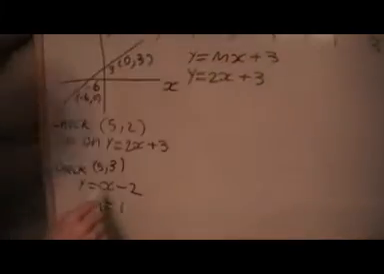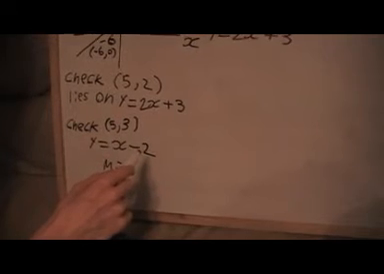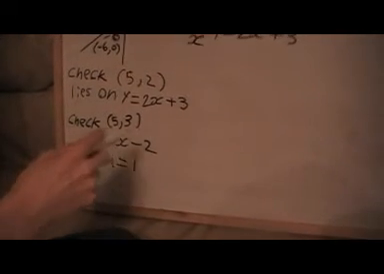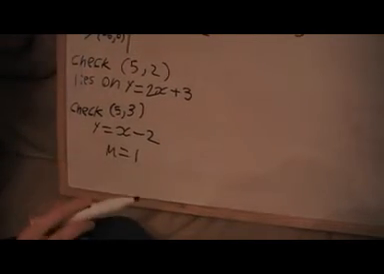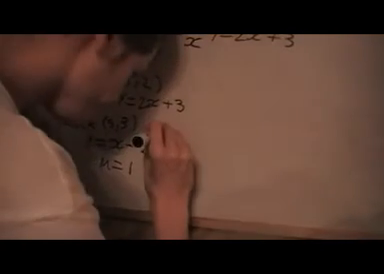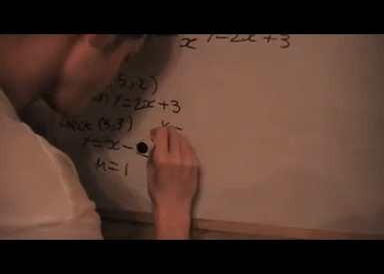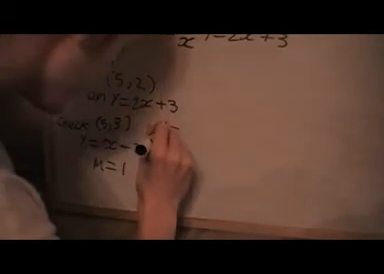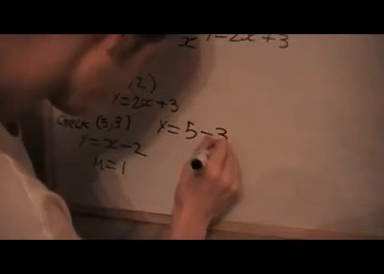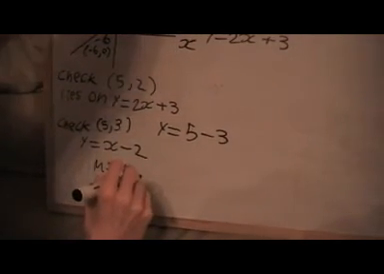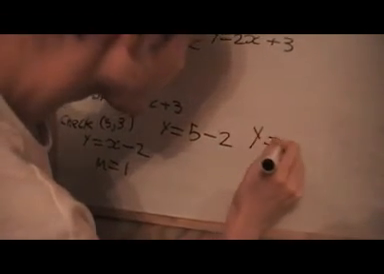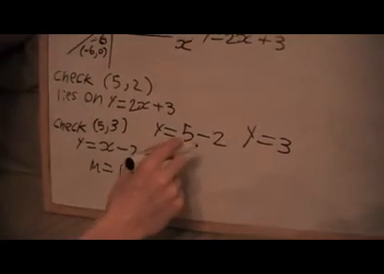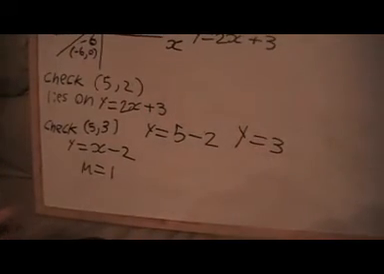Next, we're going to check if this point lies on this line, and then after that we're going to prove that the gradient is 1, because we can figure out another point just by looking at this equation. I'll show you what I mean. So if I put in 5 here, I get 5 minus 2, y equals 3, so yes, that does. Because if I put in x equals 5, y is 3. So that point does.